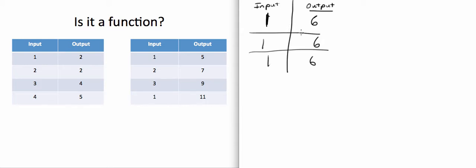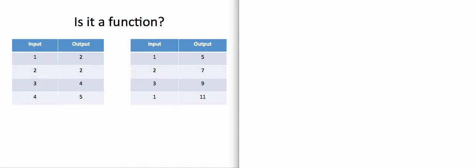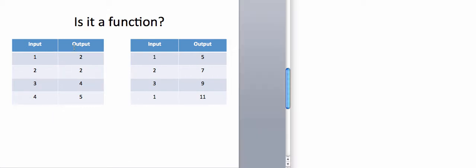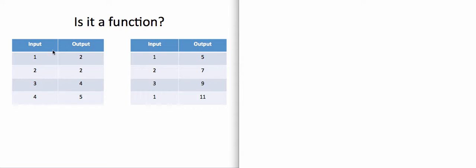Whatever we get in the first time, it's got to come out that same way the second time. So how we determine if a graph is a function or not is we look at the input values here. My first number is 1. It comes out 2. That's okay. That's good. 2 comes out 2. That's fine. We like that. 3 comes out 4. 4 comes out 5.